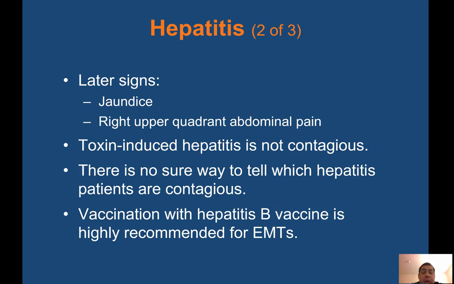So how would you write that in your PCR? What would be the abbreviations for that? So you could do RUQ space ABD and then PN. So right upper quadrant abdominal pain.